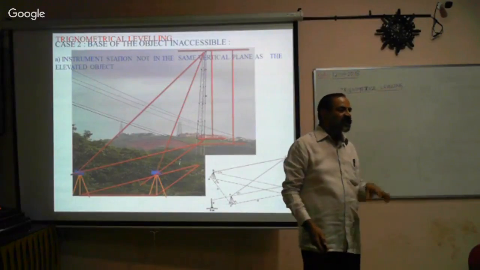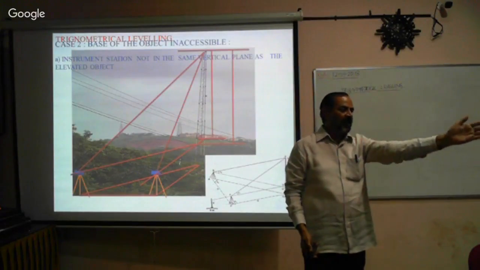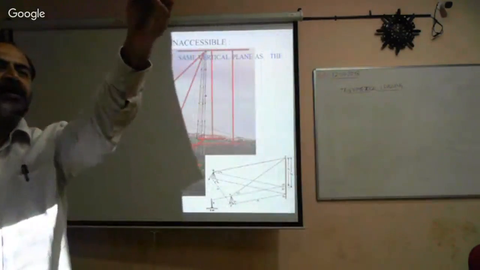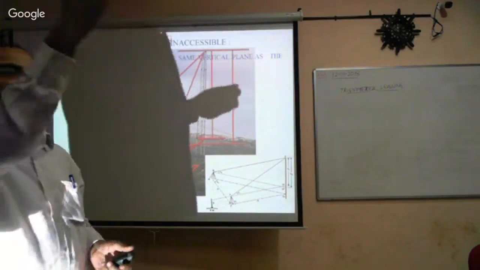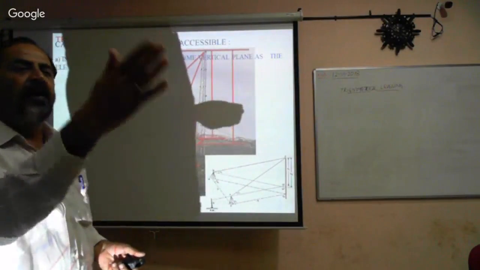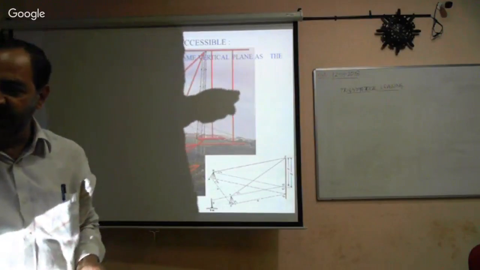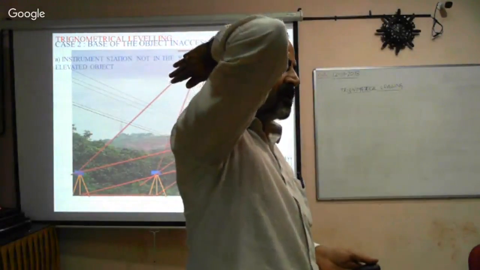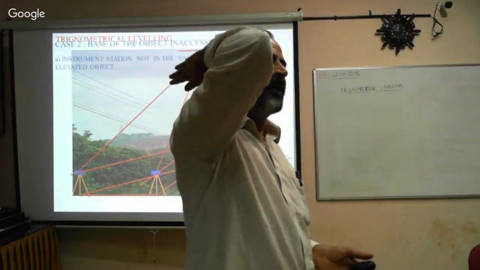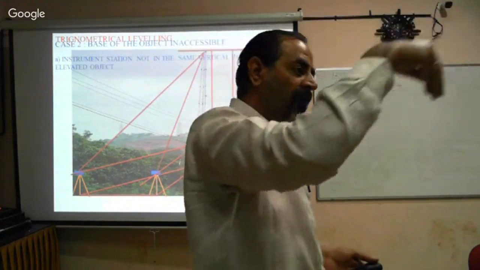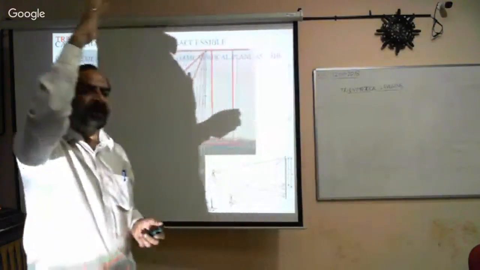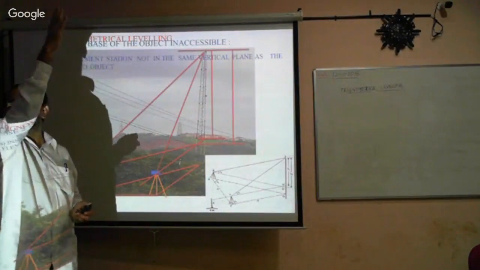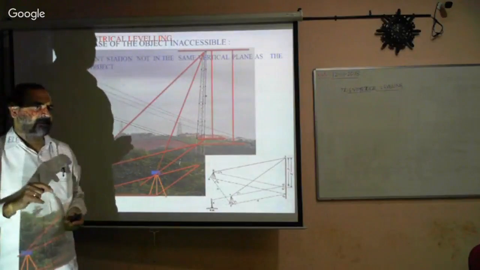Now this is the instrument station and the object. This is one plane, and this is another plane. Now it is called the double plane method. Do you know the difference between this? In the single plane method, from the instrument station you locate the second station and the object, and also from the second instrument station, bisecting the object in the same line, the same vertical plane. That is called single plane.